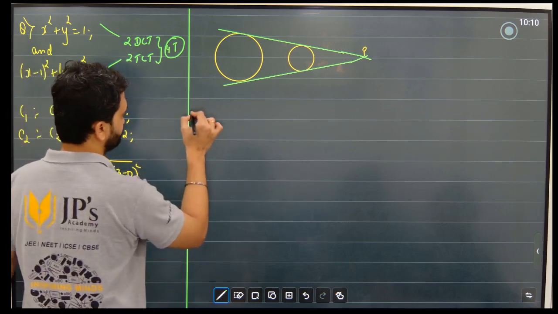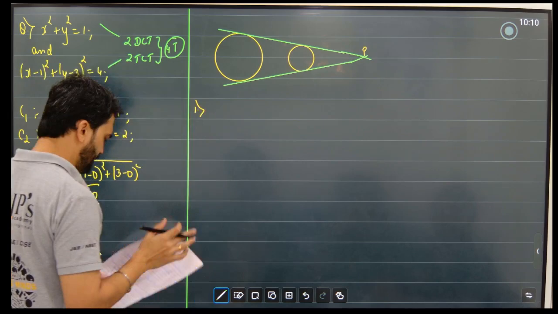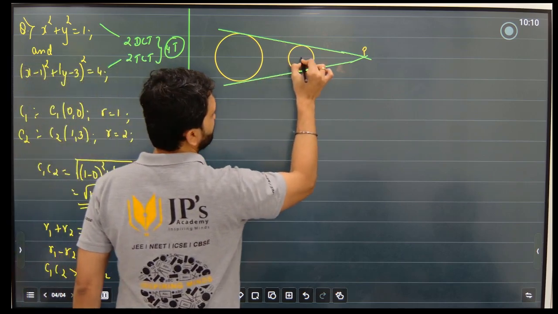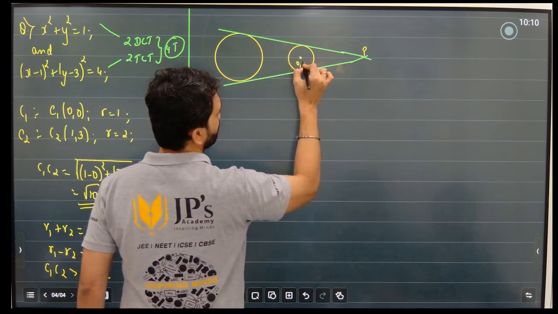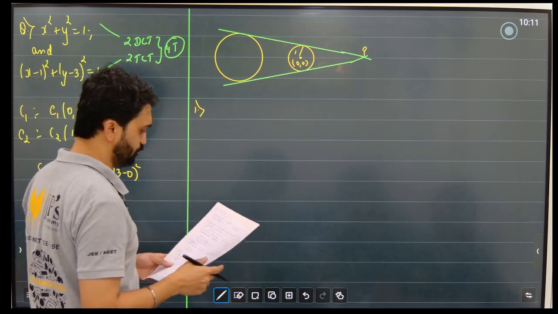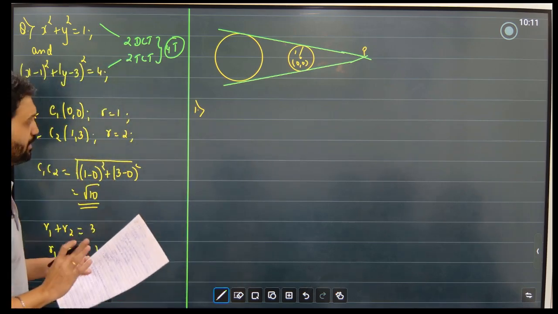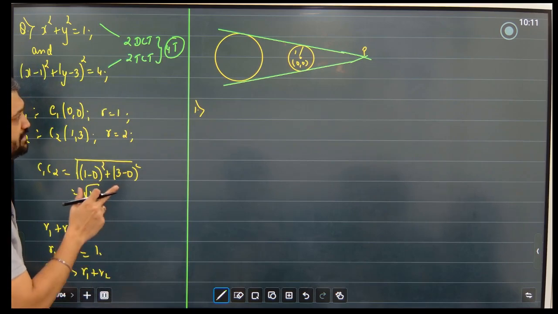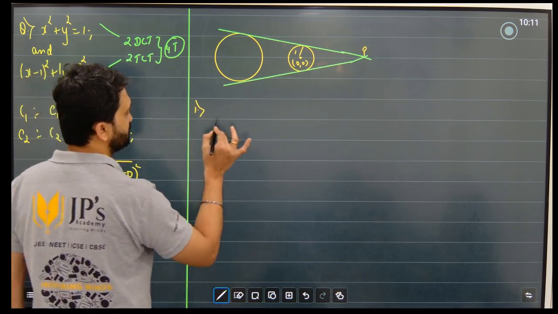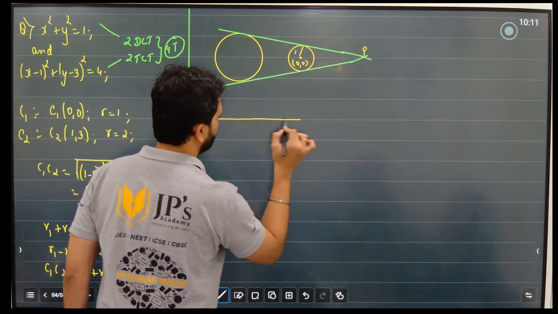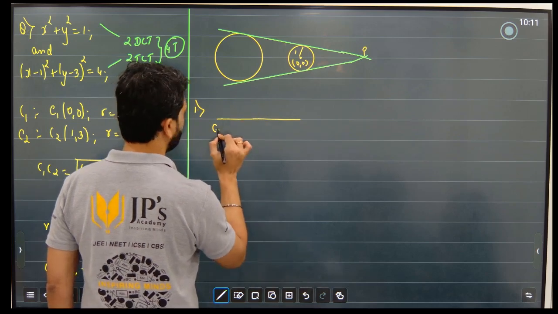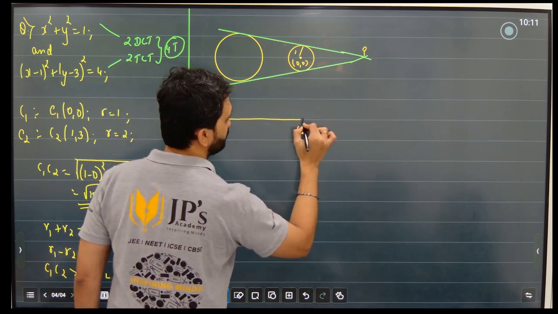First of all, take any circle of your choice. Suppose this is 0, 0 and your radius is 1. Pick any circle of your choice. Now I know that P divides externally in the ratio R1 is to R2. For our understanding, I'll draw it like this. This is C1, this is C2, and here is P.